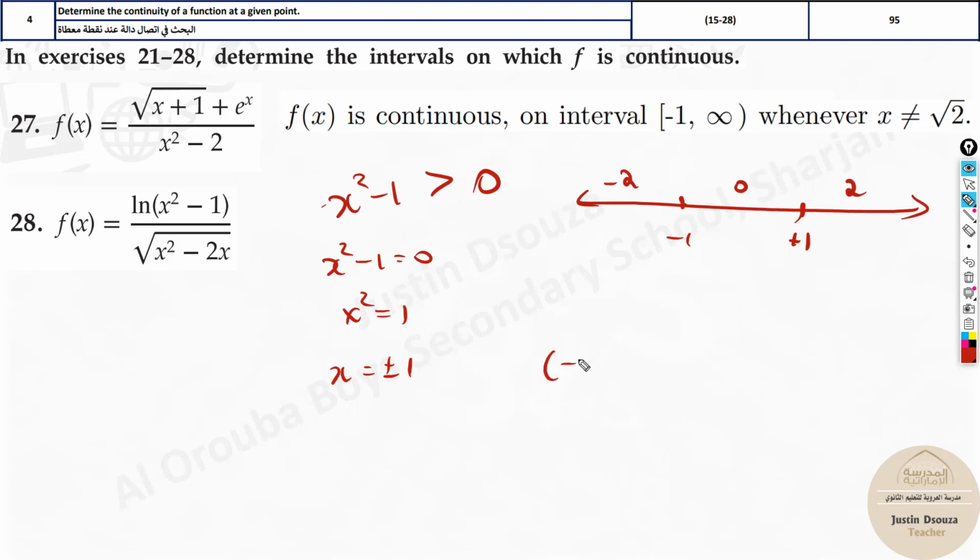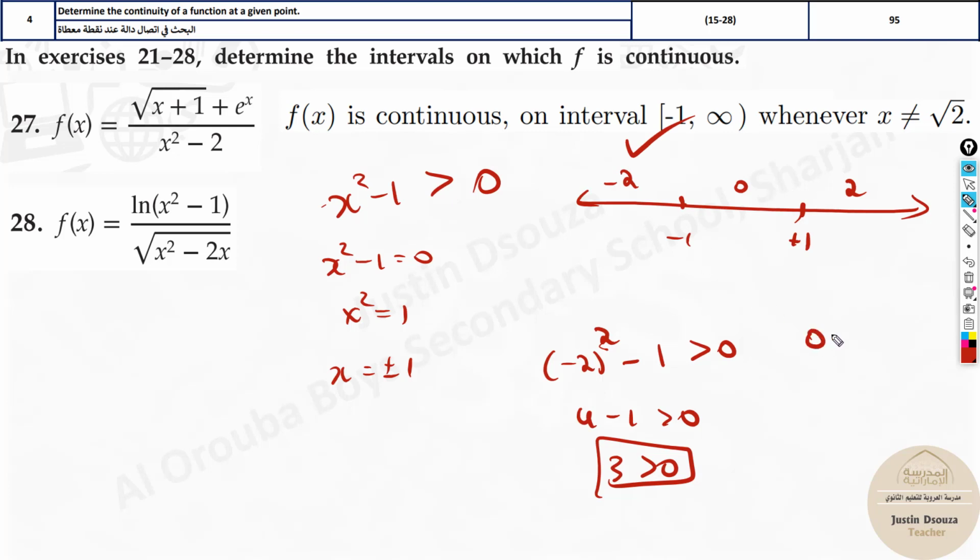First, let me substitute minus 2, the whole square, minus 1. That must be greater than 0. What happens? Minus 2 the whole square is 4, minus 1 is 3. Yes, it's greater than 0. It's true. So this is true. I'll just put a tick.